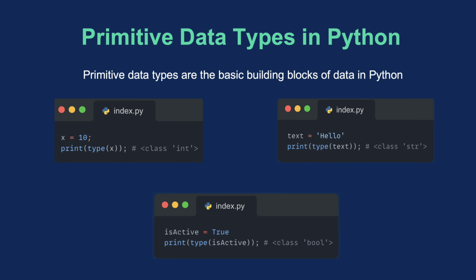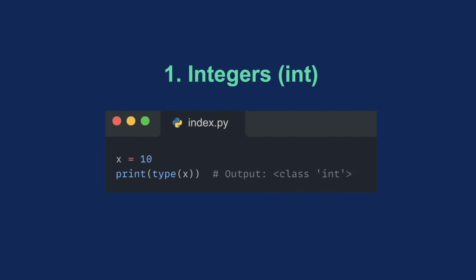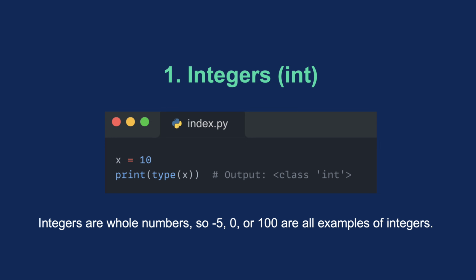Let's start with primitive data types. These represent single, simple values. So let's start with some examples. The first data type in primitive is integers. You can see on the screen here we assign the value 10 to the variable x. When we check the type using type(x), Python tells us it's class int, which means it's an integer. Integers are whole numbers, so they can be negative or positive or even zero. For example, -5, 0 or 100 are all examples of integers.